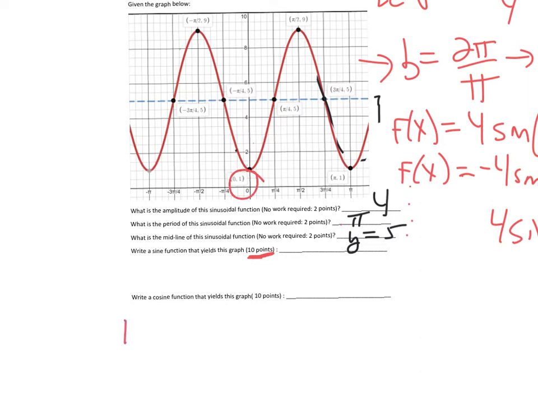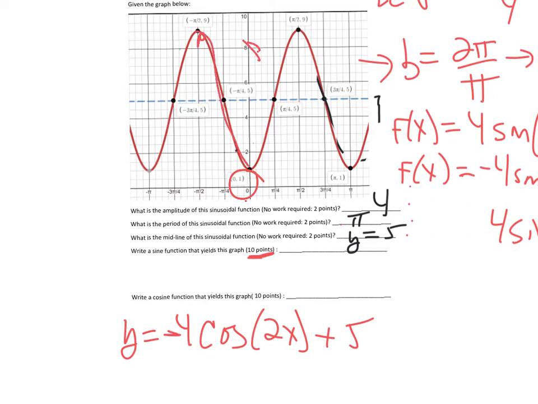So that makes it a little easier. I can just say f of x or y equals 4 cosine of 2x plus 5, but I forgot to put a negative there because that's been reflected. Normally cosine starts up and then comes down. So this is starting down and going up. So I've got to reflect it around the x-axis.